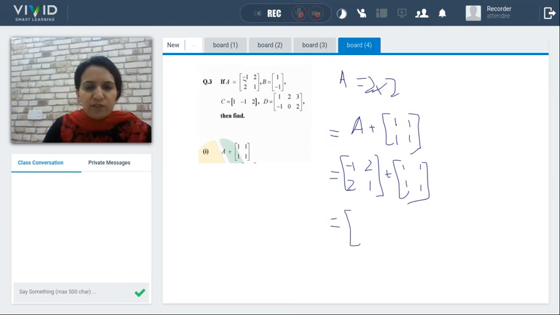How do we make the addition now? First of all, you have to write -1 plus 1. Corresponding elements should be added. Then 2 plus 1. Then 2 plus 1. Then 1 plus 1. Adding these elements will give you the result. -1 and plus 1 will cancel and give you 0. 2 plus 1 is 3, and 2 plus 1 is 3, and 1 plus 1 is 2. So this is the answer of the first part.